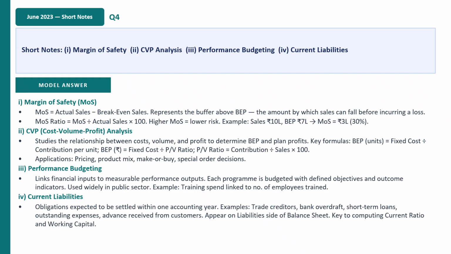Next is CVP and break-even analysis, which is very scoring in numericals. Key formulas include contribution, P/V ratio, and break-even point. Always solve step by step. First find contribution, then fixed cost, then BEP and profit. Also remember, margin of safety shows how much sales can fall before loss occurs.